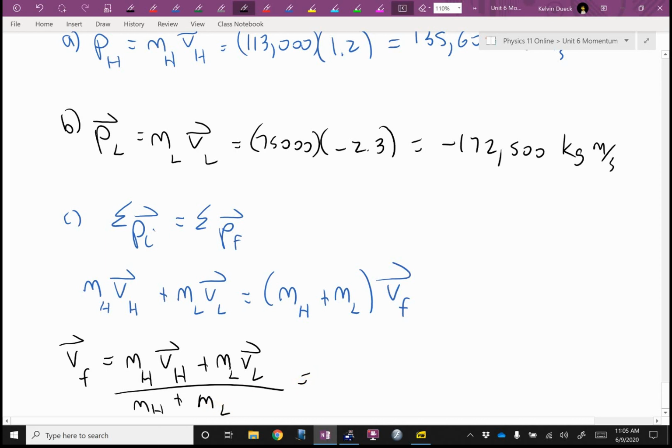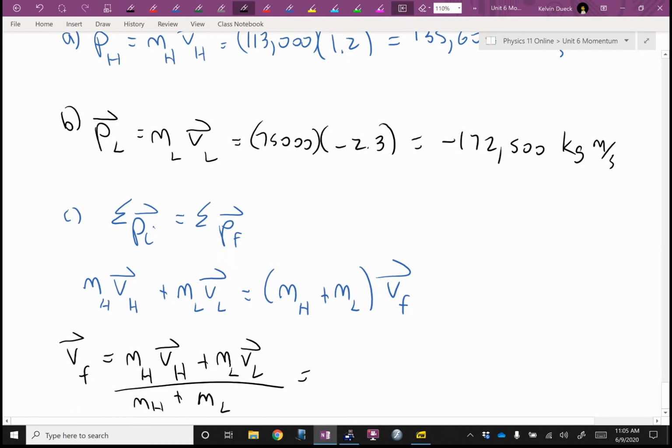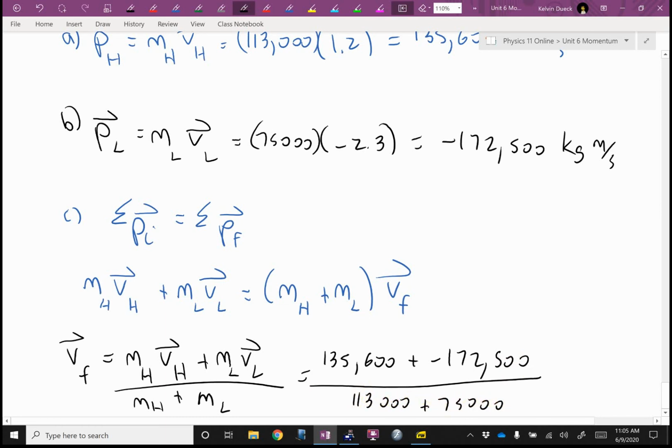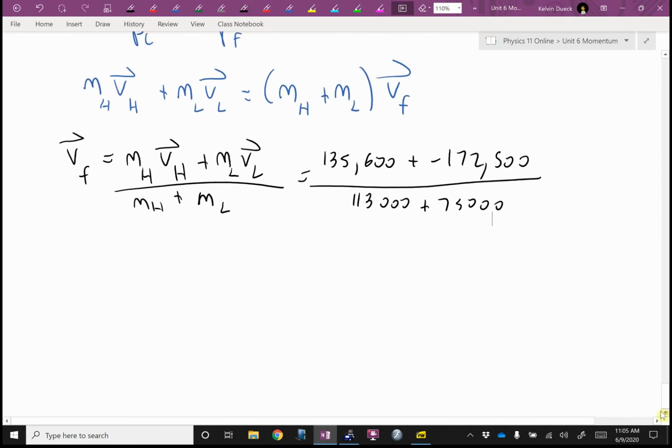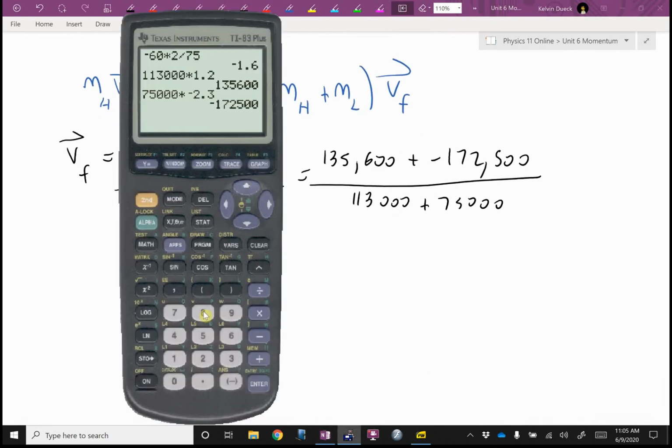It's going to be 135,000, what did I say, 135,600? Since I already crunched it, plus negative 172,500 divided by 113,000 plus 75,000. Brackets around the top.